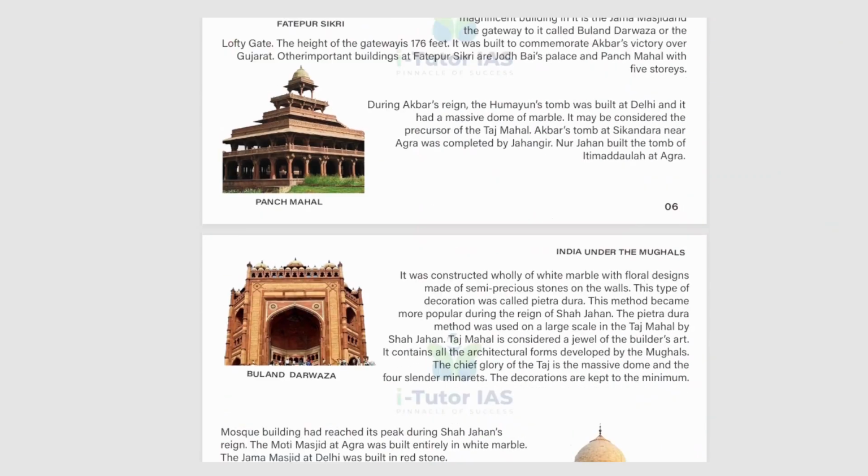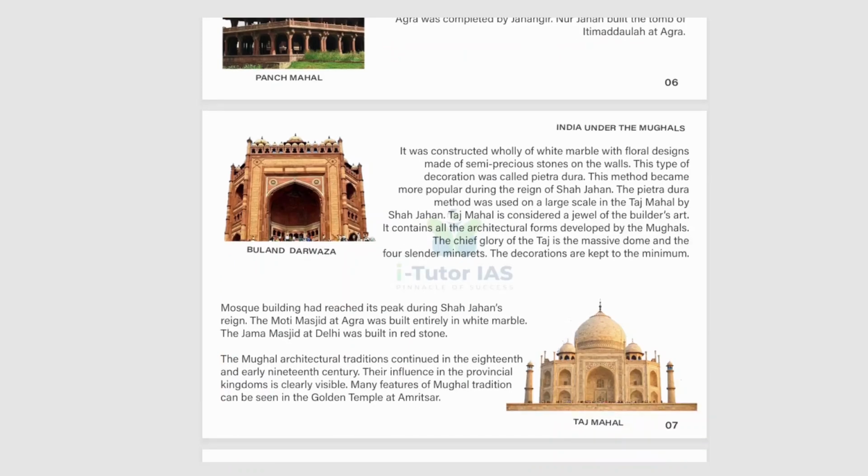These are the art and architecture of the Mughal period. It was constructed wholly of white marble with a floral design made of semi-precious stone on the walls. This type of decoration was called Pietra Dura. This method became more popular during the reign of Shah Jahan, and the Pietra Dura method was used on a large scale in the Taj Mahal by Shah Jahan.